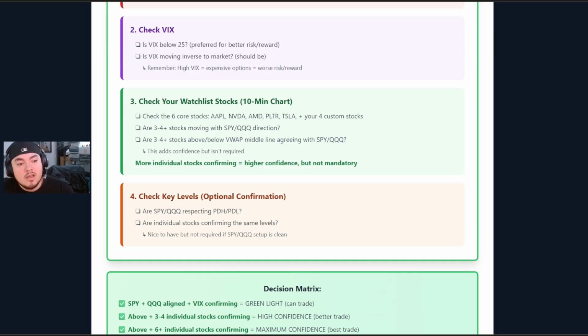Check all 6 core stocks, Apple, NVDA, AMD, PLTR, Tesla, plus your 4 custom stocks that you get from pre-market with Rich. Then you're checking if 3 to 4 plus stocks are moving with SPY and QQQ direction, and if your 3 to 4 plus stocks are above or below the middle VWAP line and agreeing with SPY and QQQ. This adds confidence but isn't required.